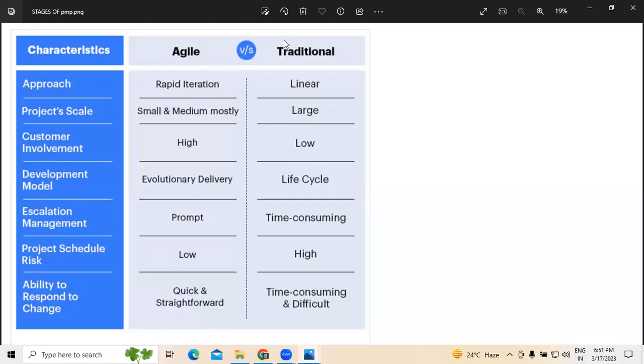But when you talk about project scale in reference to Agile, it is very small and medium. Because whatever application development we do, everything will be in small chunks, right? Different small chunks will be taken, and based on the small chunks, the implementation will take place. That's not the case if you follow traditional practices, because the traditional approach is large in terms of project size. But when you follow Agile practices, it is very small and medium mostly.